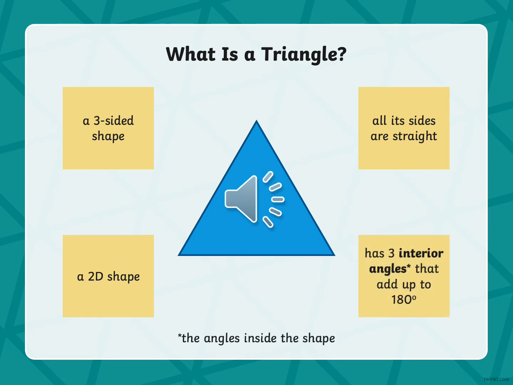So let's quickly recap. What is a triangle? What can you remember about triangles? A triangle is a three-sided shape. All the sides on a triangle are straight. It is a 2D shape and the angles inside a triangle will always add up to 180.